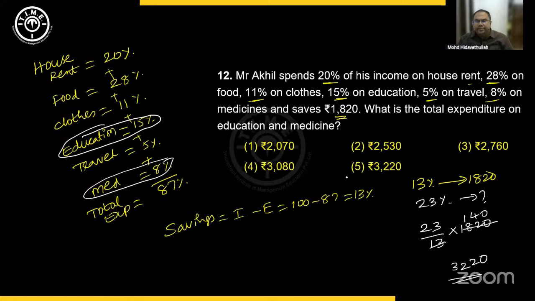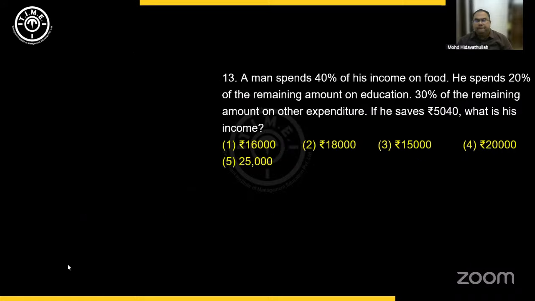3220. Choice 5. 3220. Right? Okay, let us look at this. Correct, Gayatri Rajesh.